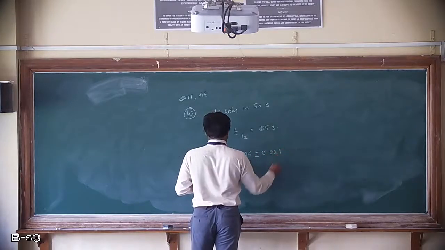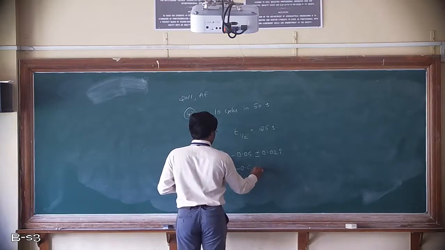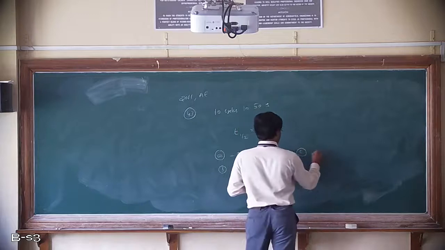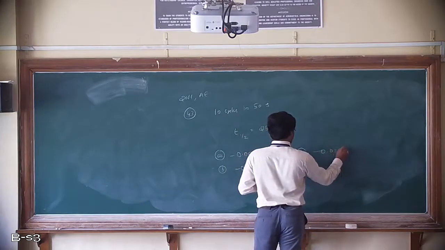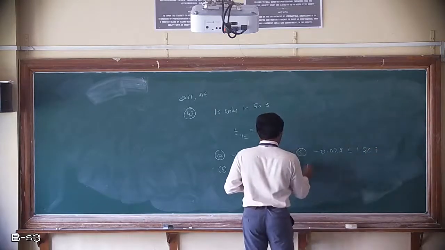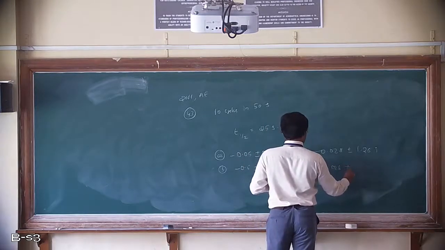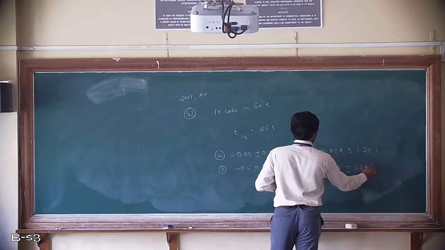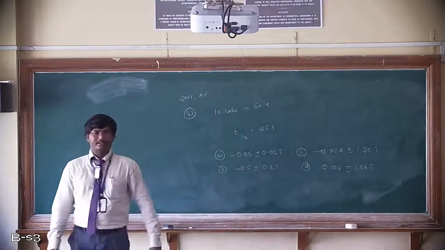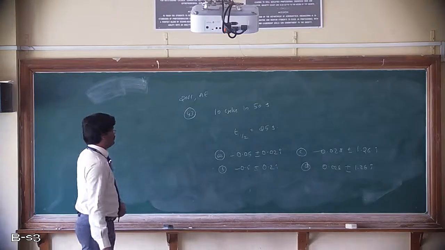The eigenvalues of the Phugoid mode are: option A, minus 0.05 plus or minus 0.02 I; B, minus 0.5 plus or minus 0.2 I; C, minus 0.028 plus or minus 1.26 I; D, 0.028 plus or minus 1.26 I. These are the 4 options.